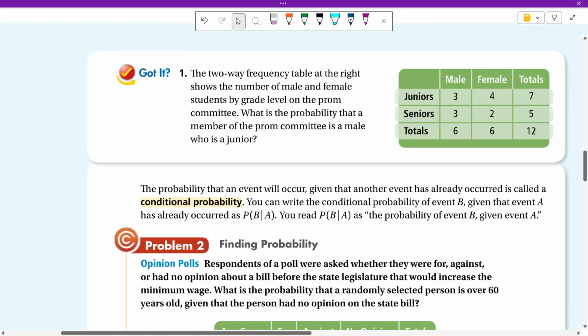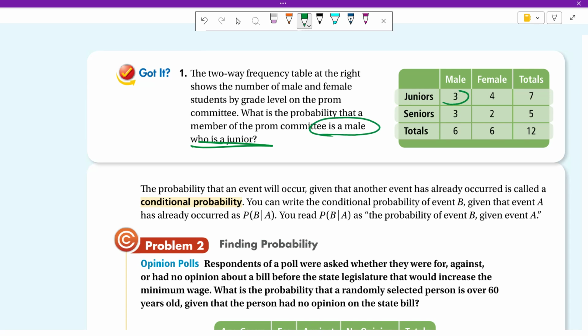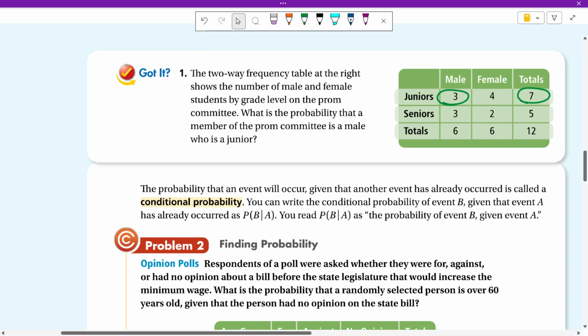The two-way frequency table at the right shows the number of male and female students by grade level on the prom committee. What's the probability that a member of the prom committee is male who is a junior? Okay, so given that they're a junior, what's the probability that the person is a male? Well, that would be 3 out of 7. Now, if they just ask what's the probability that the member of the prom committee is a male, it would be 6 out of 12.